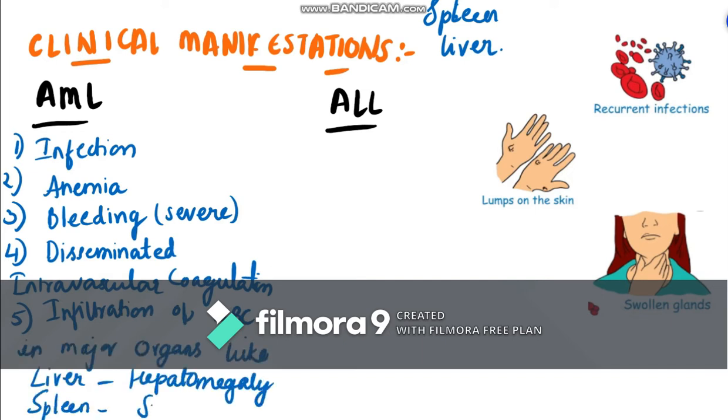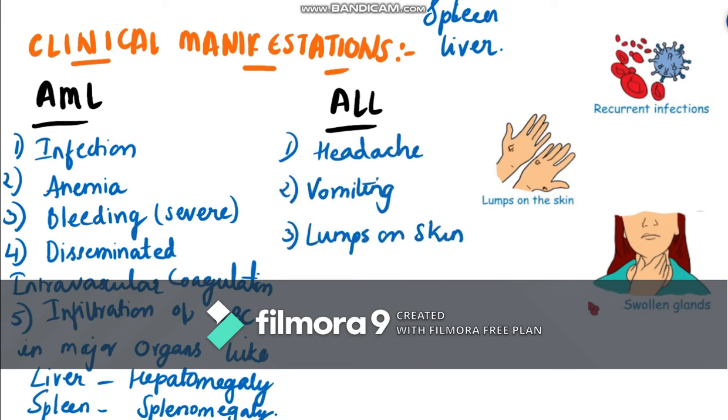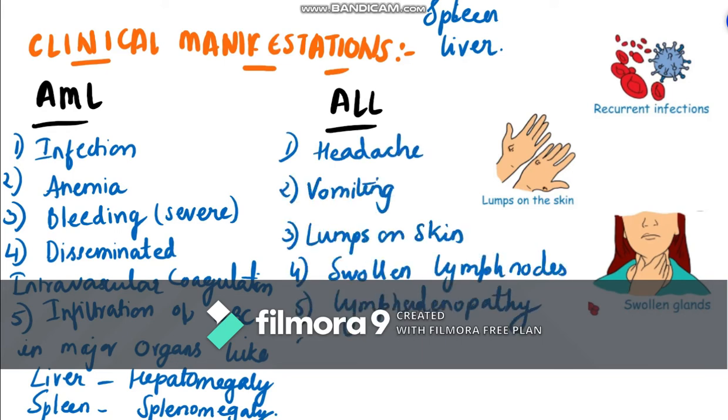Similarly, in ALL you have headache, vomiting, lumps on skin, swollen lymph nodes, that is nothing but lymphadenopathy, and swelling in meninges. Hepatomegaly and splenomegaly is also seen.